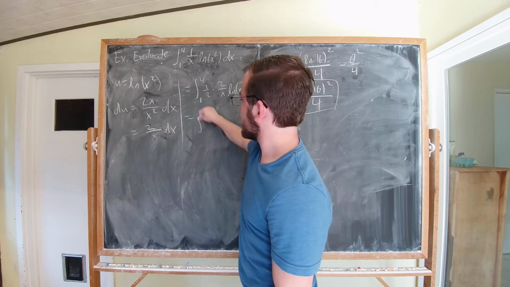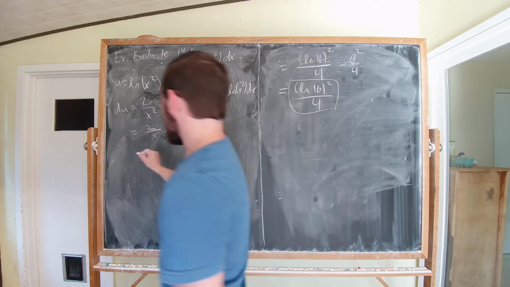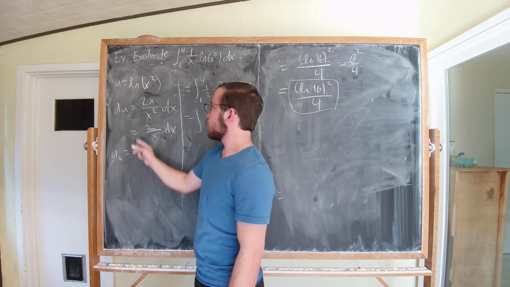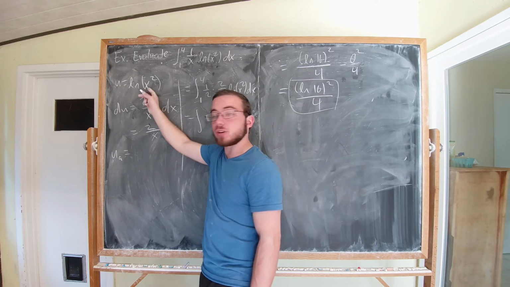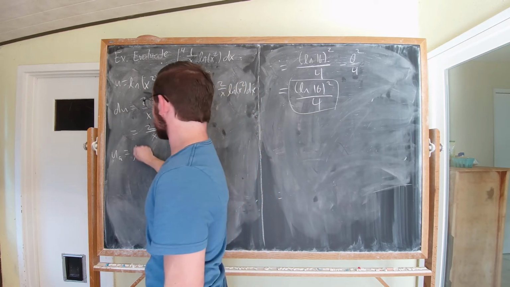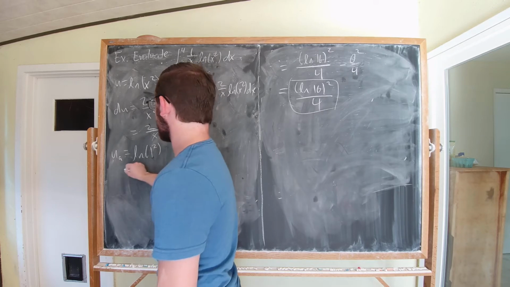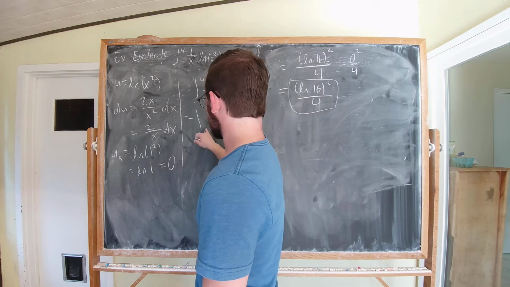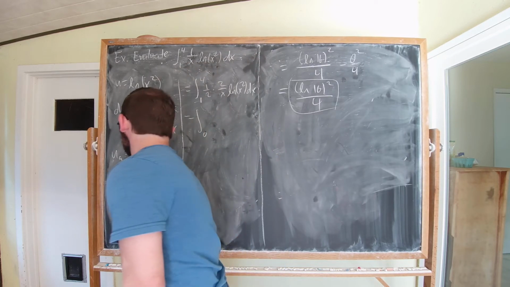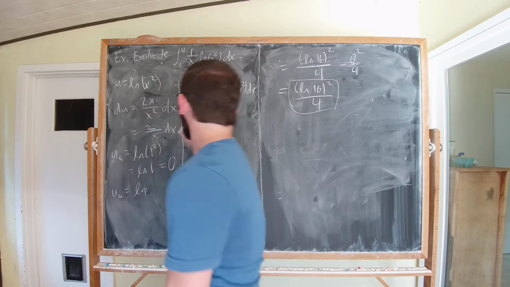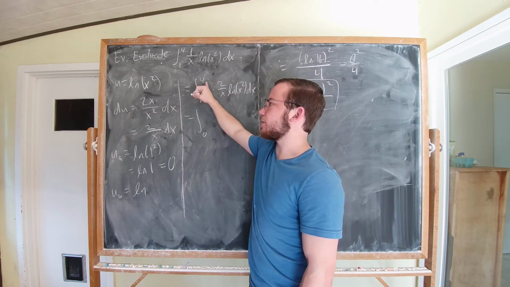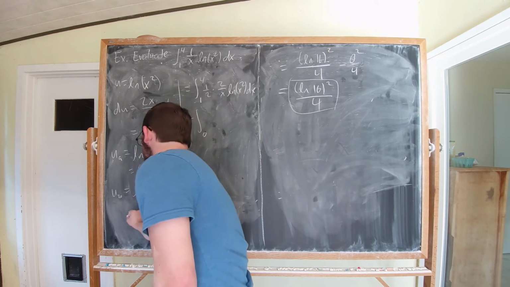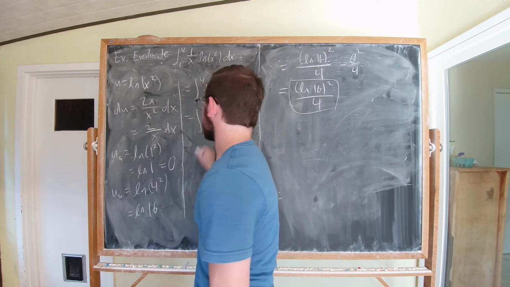Run the u-sub. We need to figure out our new boundaries. In this case, our u_a would be what? Well, we're plugging into this u-substitution, so we plug 1 into this. It's the natural log of 1 squared, which is the natural log of 1, which is just 0. And then u_b would be the natural log of our old upper boundary squared. So it would be the natural log of 4 squared, which is the natural log of 16.